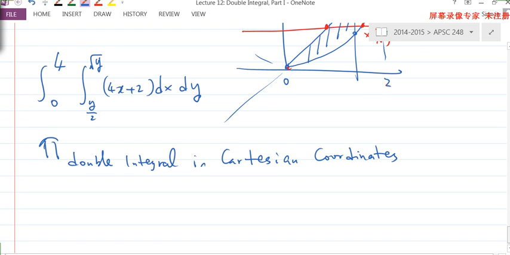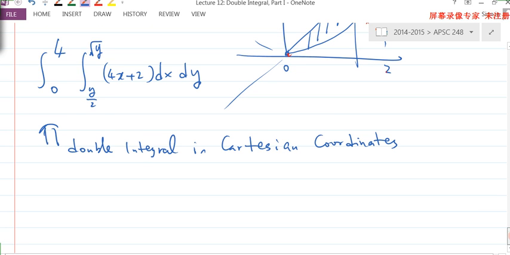So you must be wondering, there must be double integrals in some other coordinates, right? Yes, there is double integral in polar coordinates. Before we move to polar coordinates, I want to show you an example, and we'll see the advantage when you evaluate the double integral using a different coordinate system. Let's take a look at the example here.